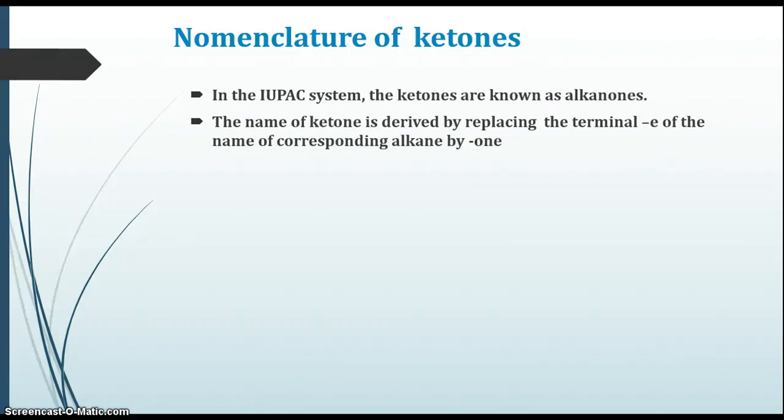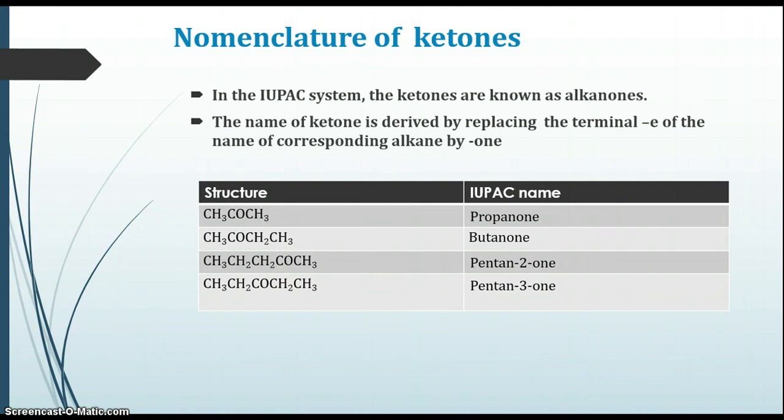Now let us see the nomenclature of ketones. In the IUPAC system, the ketones are known as alkanones. The name of the ketone is derived by replacing the terminal E of the corresponding alkane by ONE. Now, as you can see in the example number 1, there is CH3COCH3. So, total 3 carbon atoms corresponds to alkane propane. By replacing the terminal E with ONE, we get propanone. Please remember this, propanone is also known as acetone.